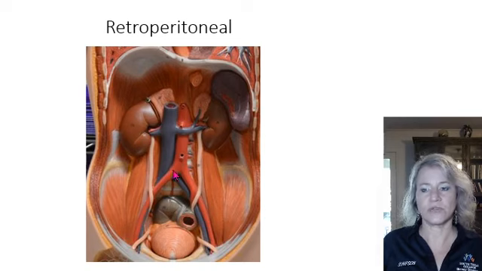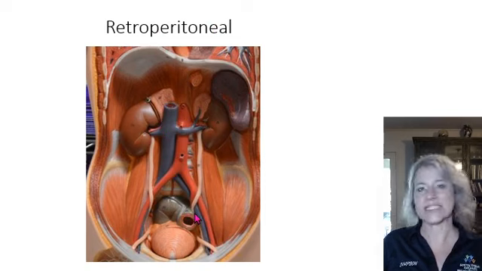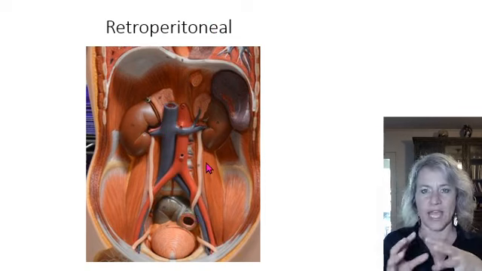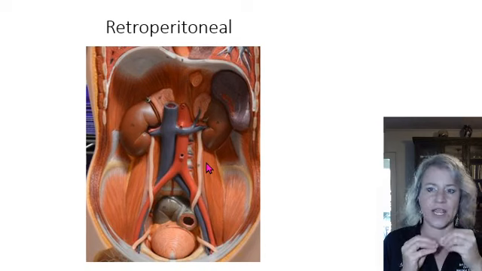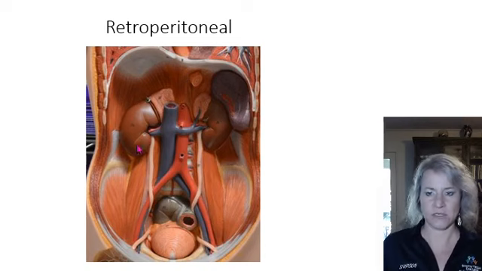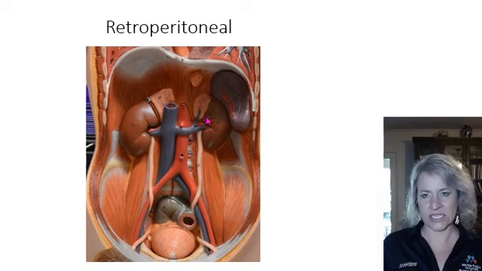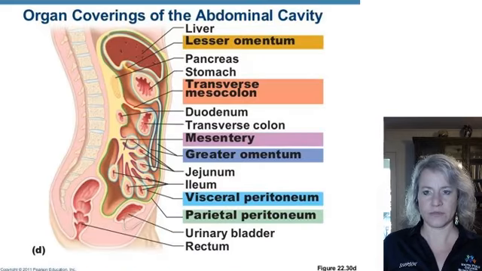I had told you that I was going to show you a slide of retroperitoneal. So all of these structures here are outside of the peritoneum. They're not inside the peritoneum, so they're not surrounded by peritoneum. There's no serous membrane around these organs. So it's going to be the kidneys, the adrenal glands, the spleen. These don't move. And the urinary bladder.